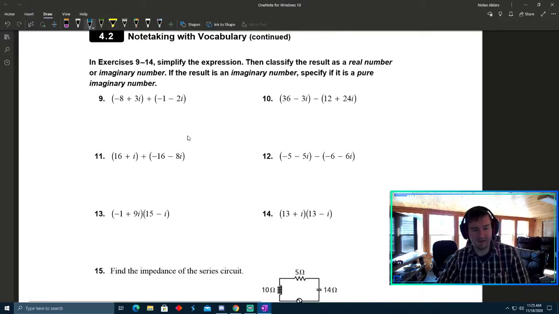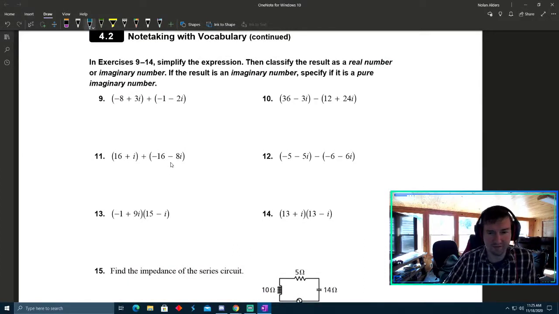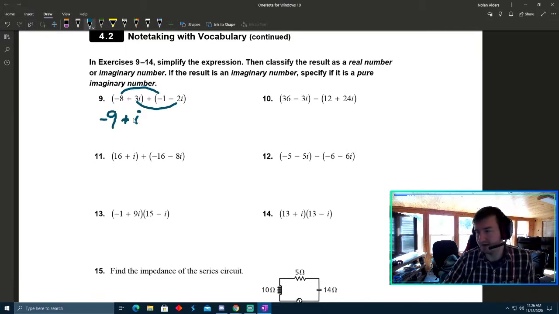Let's move on and look at just 1 or 2 more examples. Again, treat these like like terms. So we can add the negative 8 and the negative 1 together to get negative 9. And then we can add the 3i and the negative 2i. So we would just get positive 1i, or just plus i. And that answer, negative 9 plus i, is a complex number because it's a combination of a real number and an imaginary number.